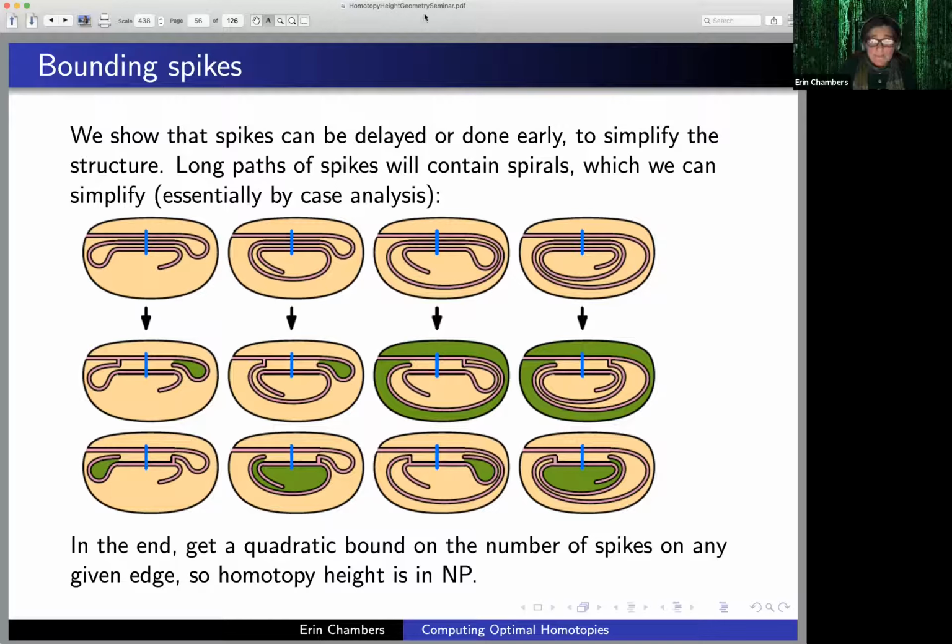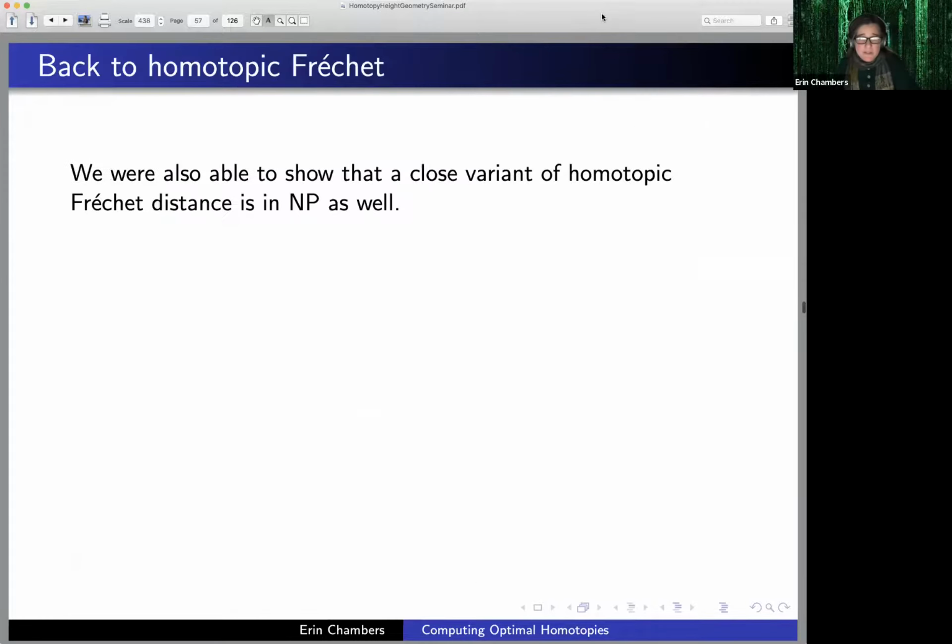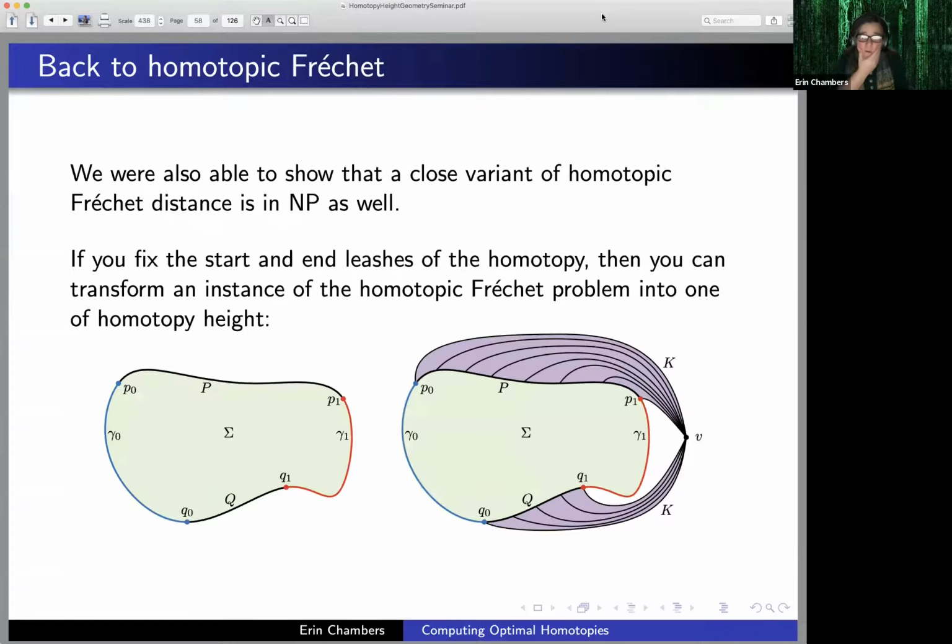Okay, so that's most of the soda result. Now, the kind of interesting thing is it turns out homotopy height is really connected to that original homotopic Fréchet distance that I talked about, where instead of morphing from one curve to the other, you've got leashes from one curve to the other. So normal homotopic Fréchet, remember, was you've got a P and you've got a Q and you want to walk.